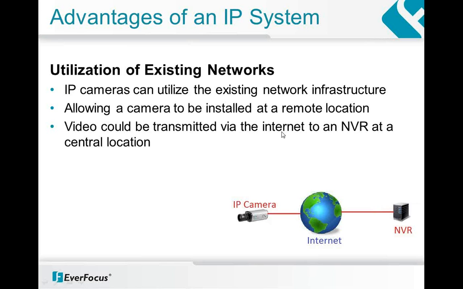Utilizing existing networks. IP cameras can utilize the existing network infrastructure, meaning you're using basic data networks, as we do in any business or any residence, and you're using that infrastructure, and you can add cameras and a recording device to it, or an NVR. Allowing a camera to be installed at a remote location, or video can be transmitted via the internet onto an NVR at a centralized location.